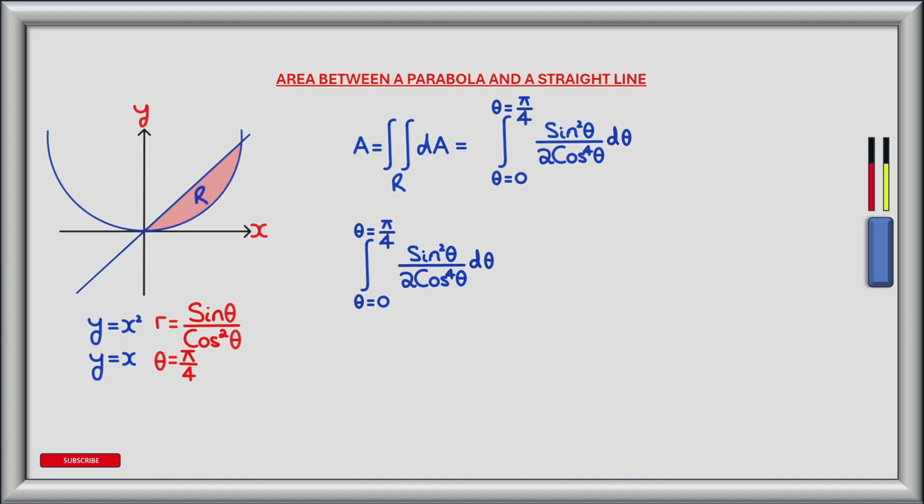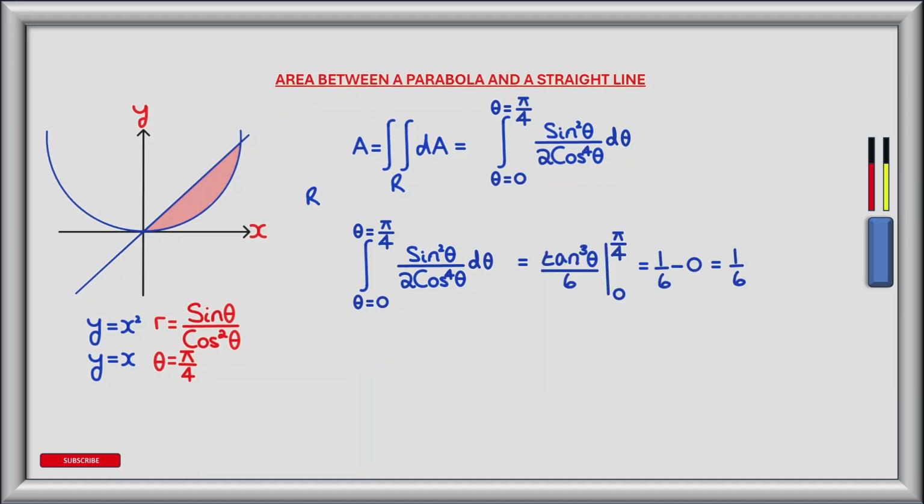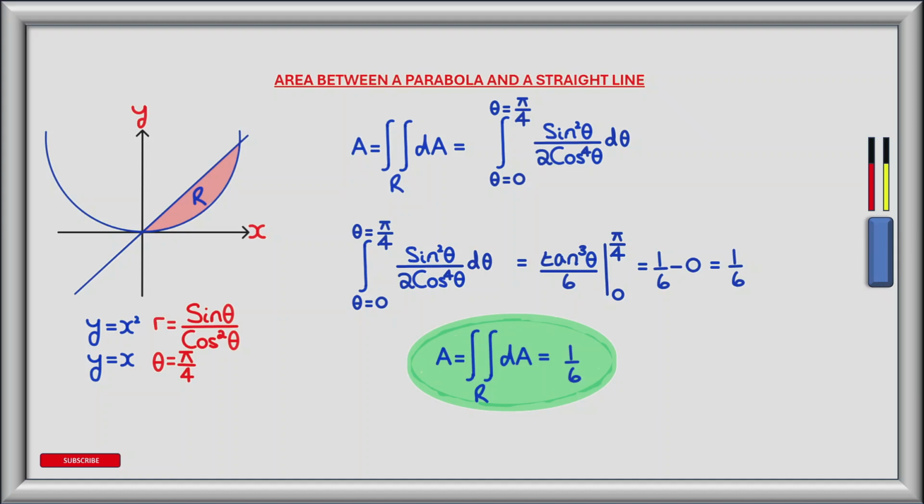And now working on the outer integral, we want to integrate between theta equals 0 and theta equals pi by 4 radians, sin squared theta divided by 2 multiplied by cos to the power of 4 theta d theta. And the antiderivative of this is tan cubed theta divided by 6. Plugging in the limits of integration, we have 1/6 minus 0, which equals 1/6. So we now have our final solution, where the area of the region shown in red is equal to 1/6.